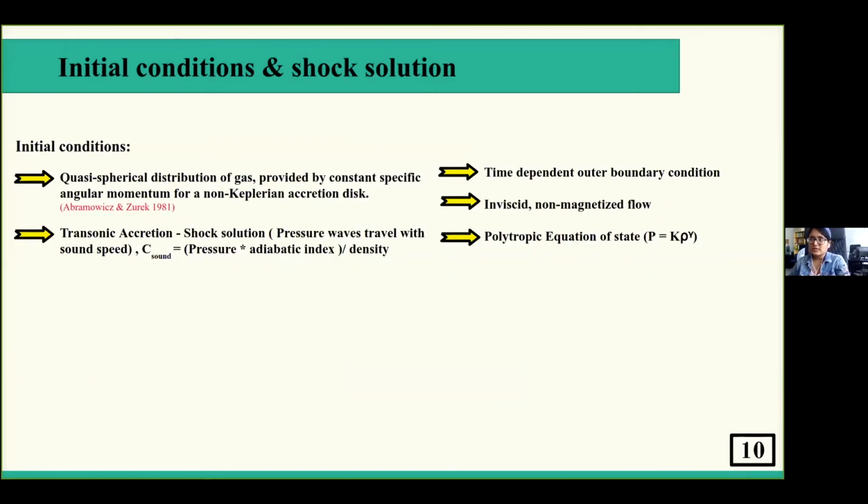Now, my initial conditions include a quasi-spherical distribution of gas, inviscid non-magnetized flow, a polytropic equation of state, and a transonic accretion model, which includes the shock solution. The word transonic means relating to speeds close to that of sound. Thus, the pressure waves in the accretion flow travel with the sound speed, giving us the local sound speed, equal to pressure times the adiabatic index divided by the density.